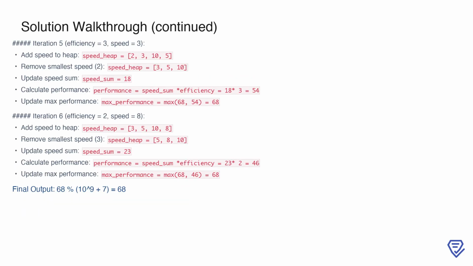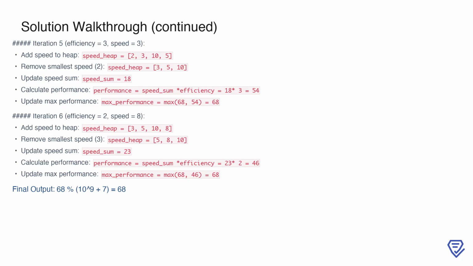Now, we consider the fifth engineer, with efficiency 3 and speed 3. Adding their speed to the heap increases its size again, so we remove the smallest speed, which is 2. After updating the heap, the speed sum becomes 18. The performance is calculated as 18 multiplied by 3, which equals 54. However, 68 remains the maximum performance.